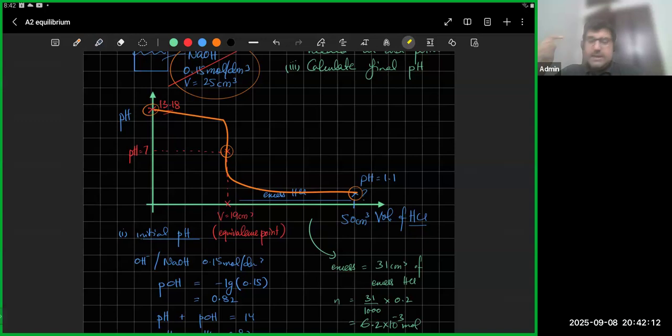So, we'll do more questions like this, sketching pH curves. And we just did strong acids and strong bases at the moment. Next we're going to do weak acids and weak bases as well, okay? Okay, everyone.